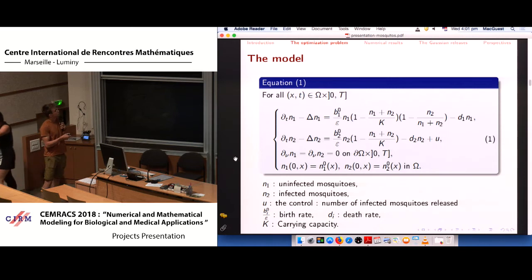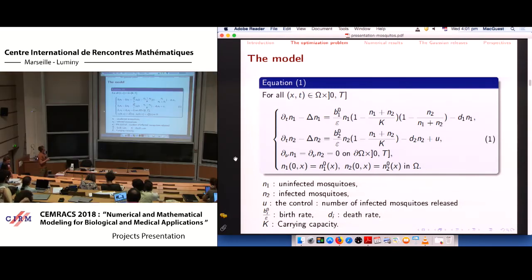So here are the main equations. It's two coupled reaction-diffusion equations. The functions involved are N1, which represents the uninfected mosquitoes, and N2, the infected mosquitoes. There are two parabolic parts and a reaction term. For the reaction term, there is a birth term, the logistic birth term, and a death term there and there.